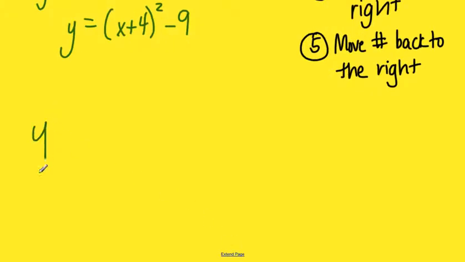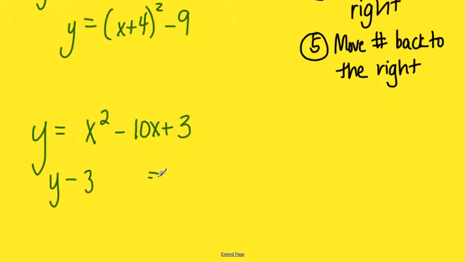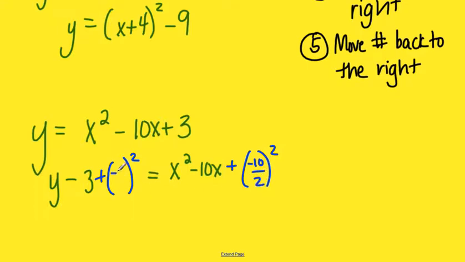Okay, so let's do one more. Change that to vertex form. First thing, you move the c and you leave a space. Now we're going to add b over 2 squared. So your b in this one is negative 10, so negative 10 over 2 squared. You simplify the left, so you'd have y minus 3. This would be negative 5 squared, which is 25.